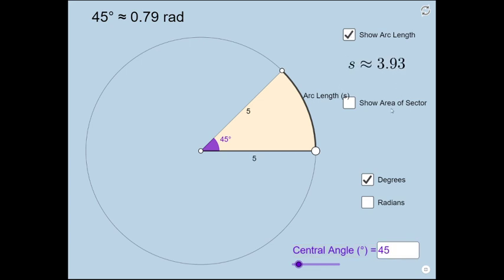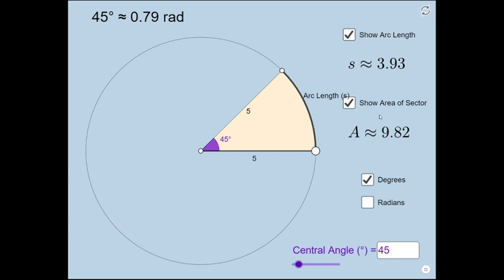How do I get 3.93? Firstly, 2 pi r. On your calculator, type 2 times 5, 10, 10 times pi, 31.42, and then times 45 over 360. You should be able to get this answer. Same thing. How much pizza do I get to eat? 9.82. How do I get 9.82? 5 square, 25, 25 times pi, and then times 45 over 360. So it's actually quite simple.